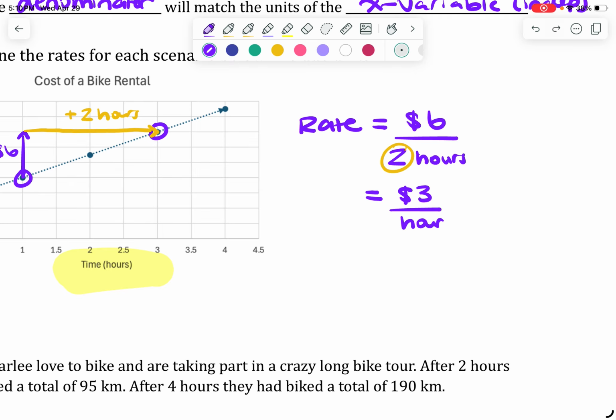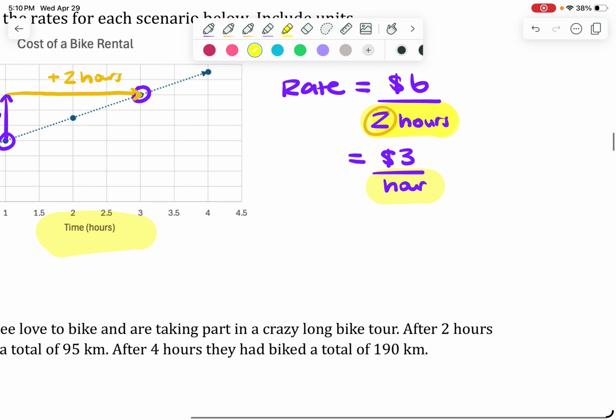Now, am I going to write that 1? No. However, I am going to make sure that if hours were in the denominator before, hours remain in the denominator now. Last but not least, this is my final answer.